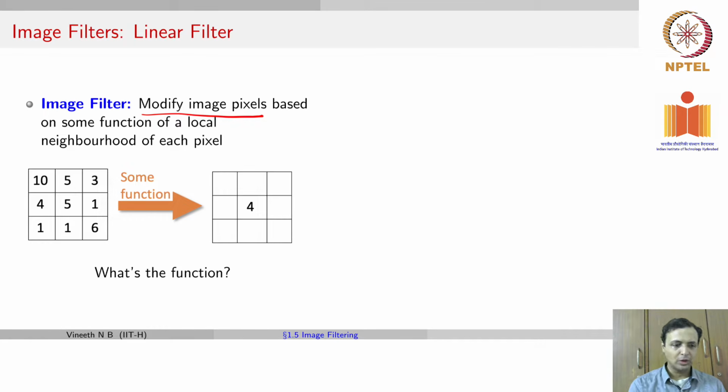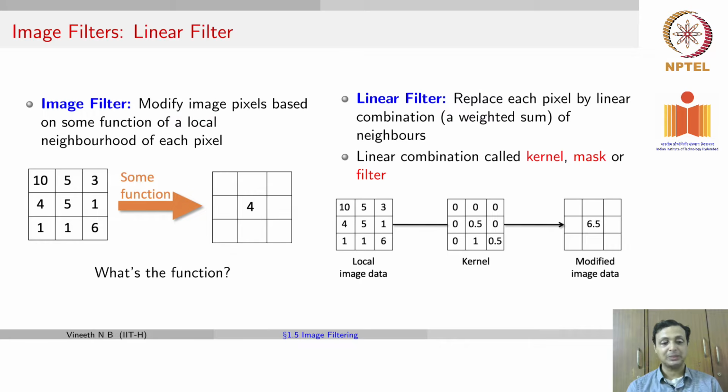Let's take this example. You have a 3x3 image here, and you have the pixel values indicated in this particular location, in this particular image. Let's assume that you're going to use some filter and get the output at the central pixel to be 4. Can you guess what the function is? Each pixel, so in this particular case, it simply turns out to be an average of all the pixels in the neighborhood.